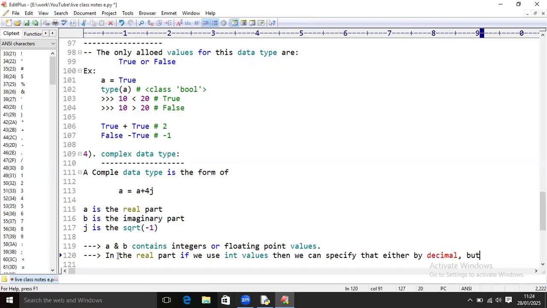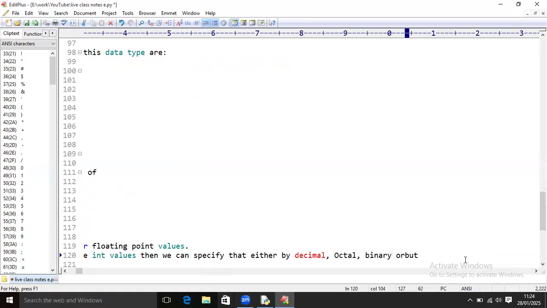But not only with decimal, we can also specify decimal, octal, binary, or hexadecimal. What is the base value of hexadecimal? Base value is 16. For binary, 2. For octal, 8.